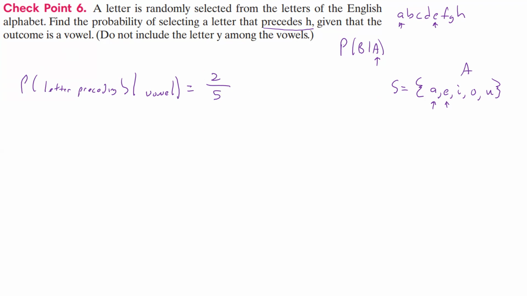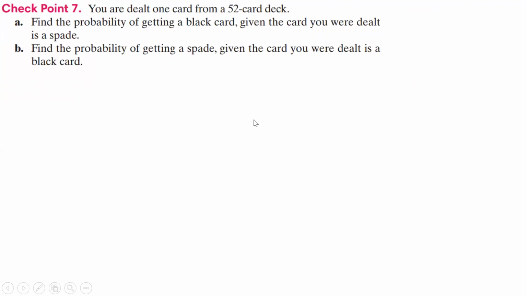Okay, so let's do another one. If you're dealt one card from a 52 card deck, find the probability of getting a black card given the card you were dealt is a spade. And then the second one says find the probability of getting a spade given the card you were dealt is a black card.